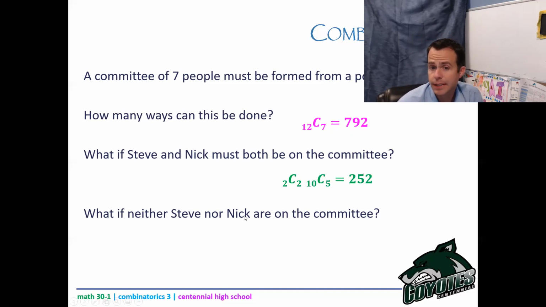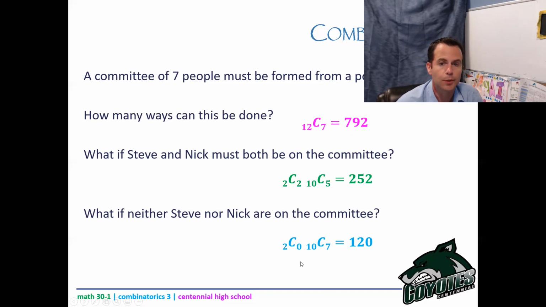What if neither Steve nor Nick are on the committee? Well, there are 2 Steve and Nick, and I want none of them, right? So that'd be 2 choose 0. Then there are 10 other people, and I still need 7 people on my committee. So that ends up being 10 choose 7, which is 120.